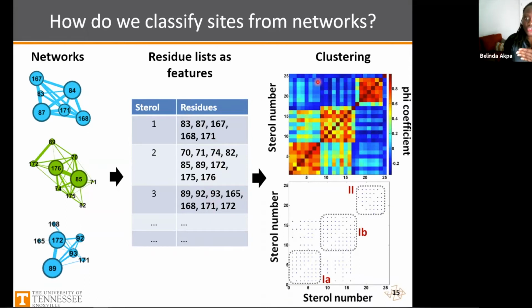To answer that question, we actually did clustering. So this is k-means clustering, which is another way of grouping things according to similarity. And what we found is that 3 different clusters seem to emerge from our data.